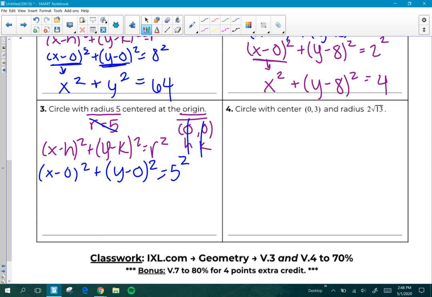Again, whenever you're adding or subtracting 0, that just becomes x squared plus y squared. We're not adding anything, so we can get rid of all the parentheses. And then 5 squared is 5 times 5, that's 25. And that's the right answer.